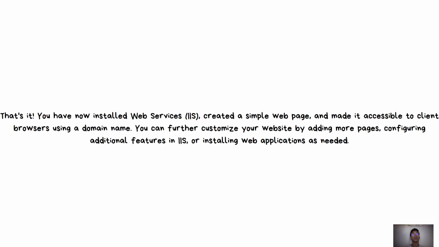And that's it. You have now installed web services or IIS, created a simple web page, and made it accessible to clients' browsers using a domain name. You can further customize your website by adding more pages, configuring additional features in IIS, or installing web applications as needed.